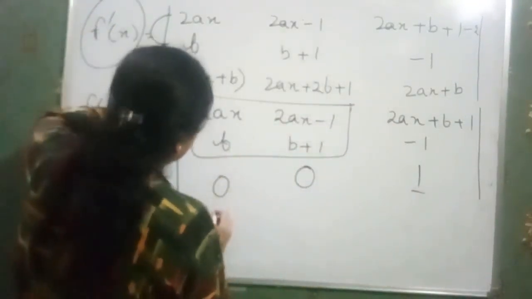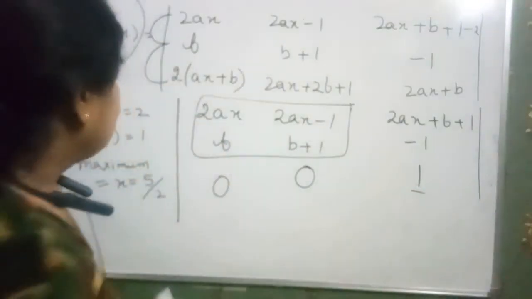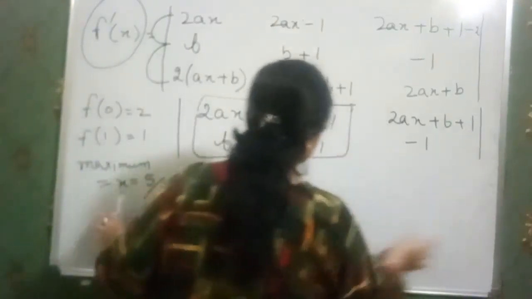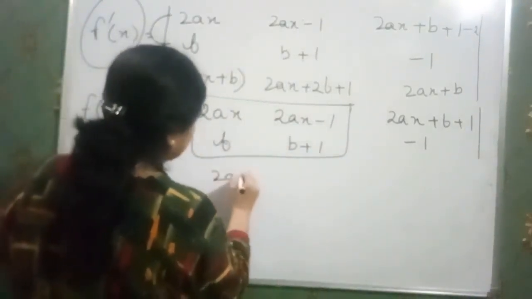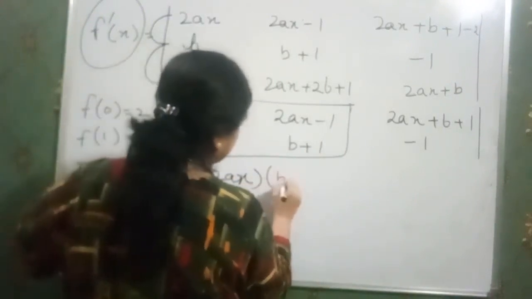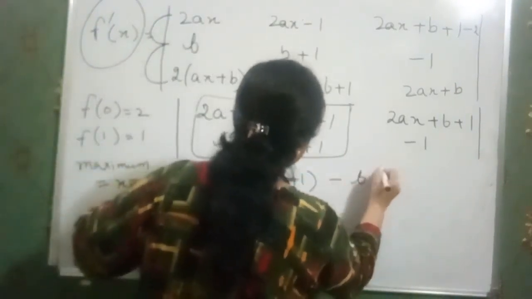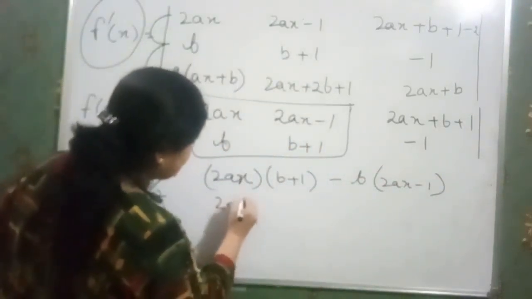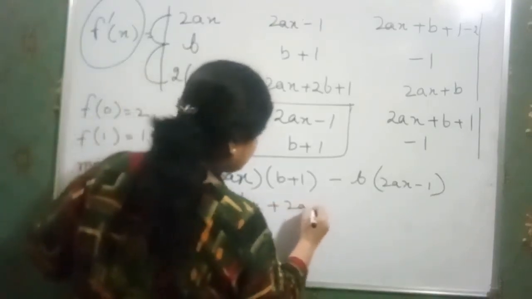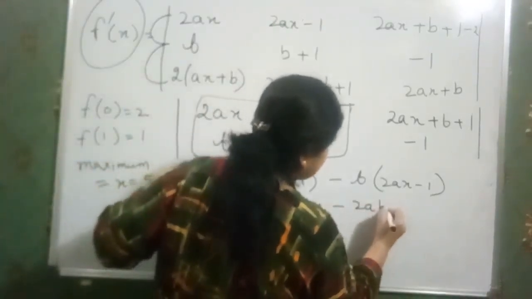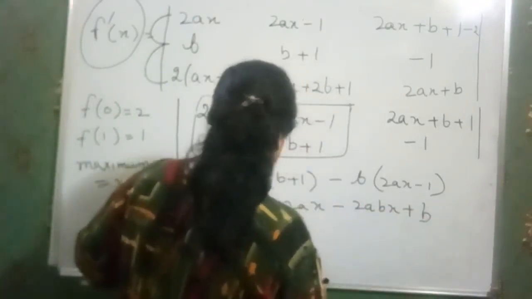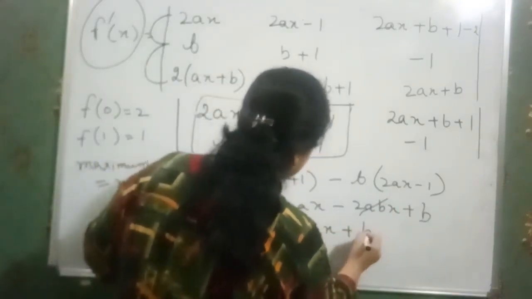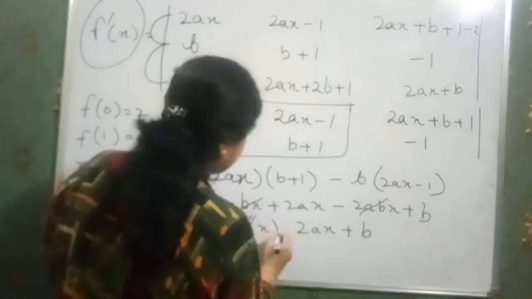Now solve it. I'm just using this portion of the blackboard. So we have 2ax into b plus 1 minus b into 2ax minus 1. We have 2abx plus 2ax minus 2abx plus b. Both get cancelled. So we have 2ax plus b. This is the value of f dash x.